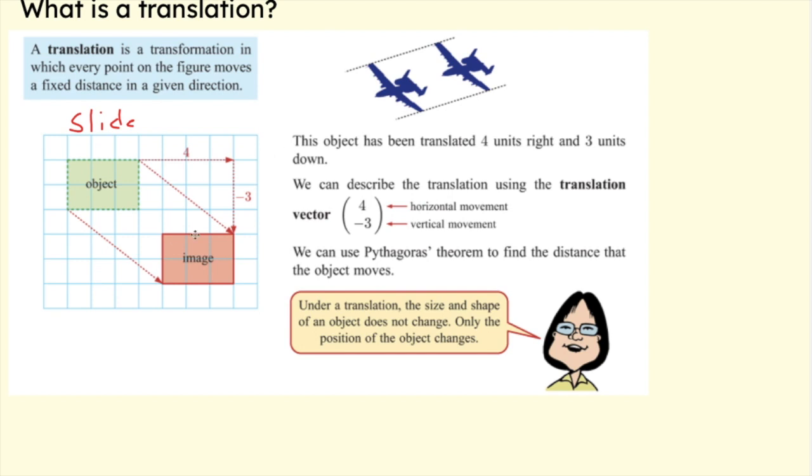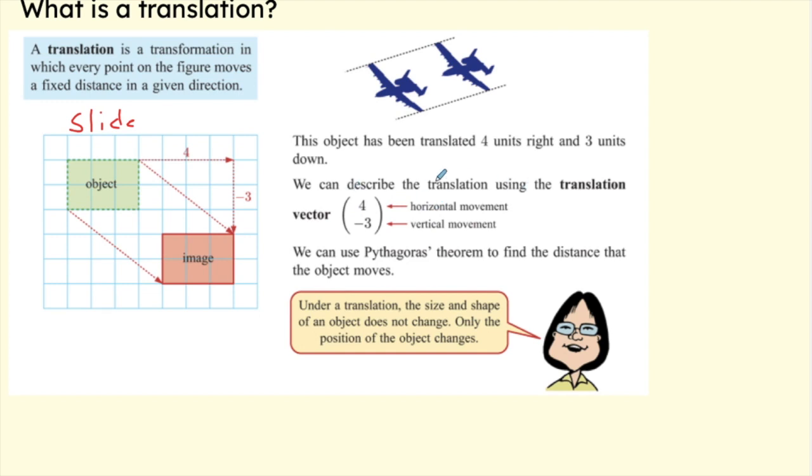This object has been translated 4 units right and 3 units down. So I took this and went 1, 2, 3, 4 right and 3 units down, and we have an image. A way we can write that is with a translation vector. A translation vector looks like this: brackets with 2 numbers on top. Notice there's no line in between. It's not a fraction, it's a vector.